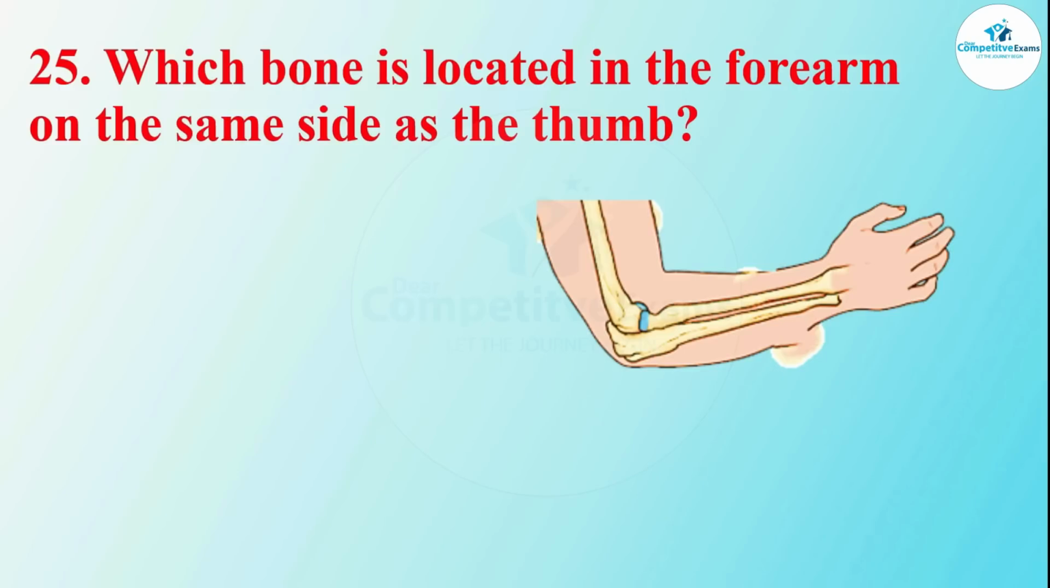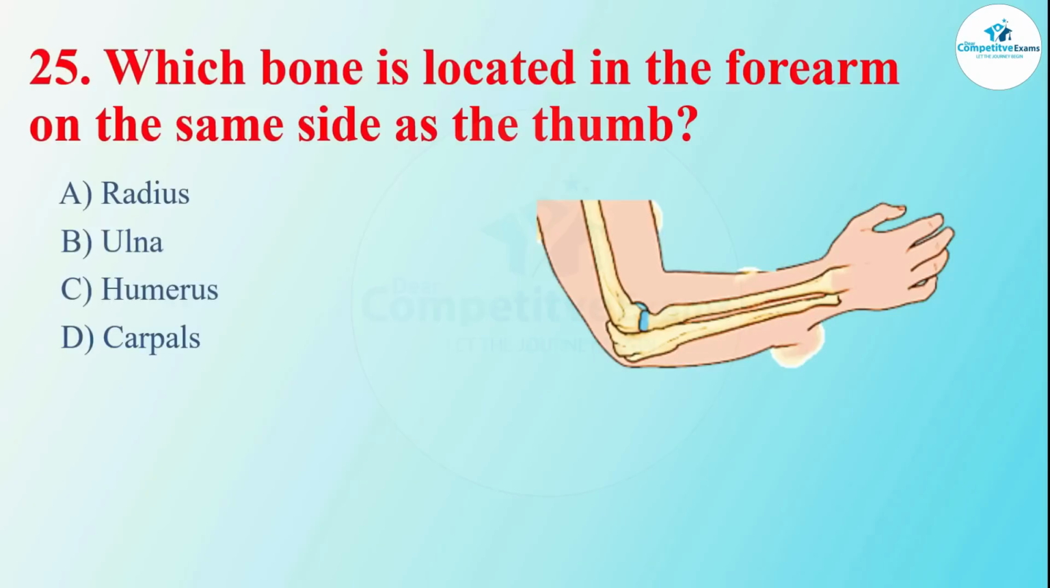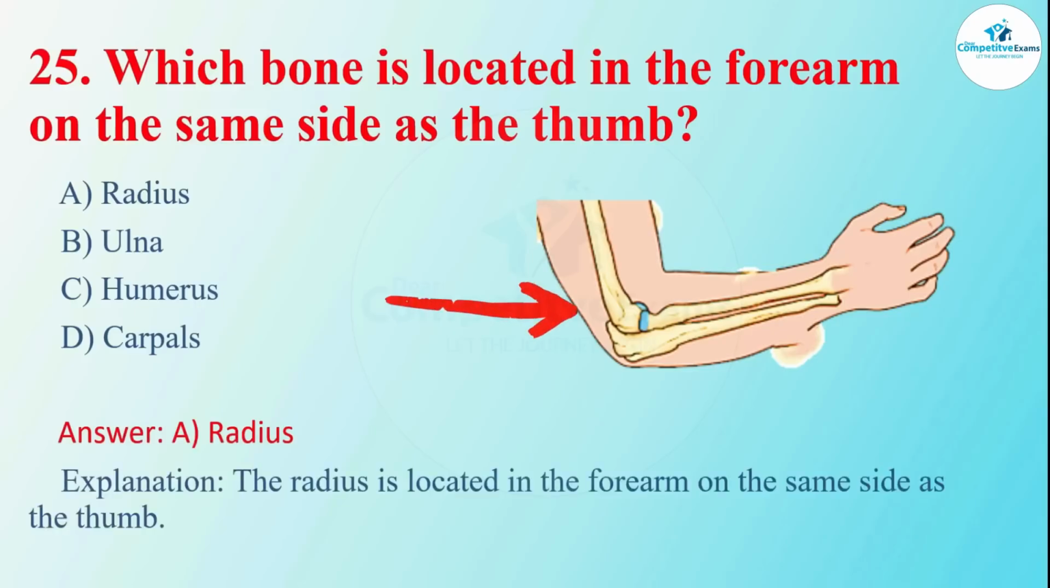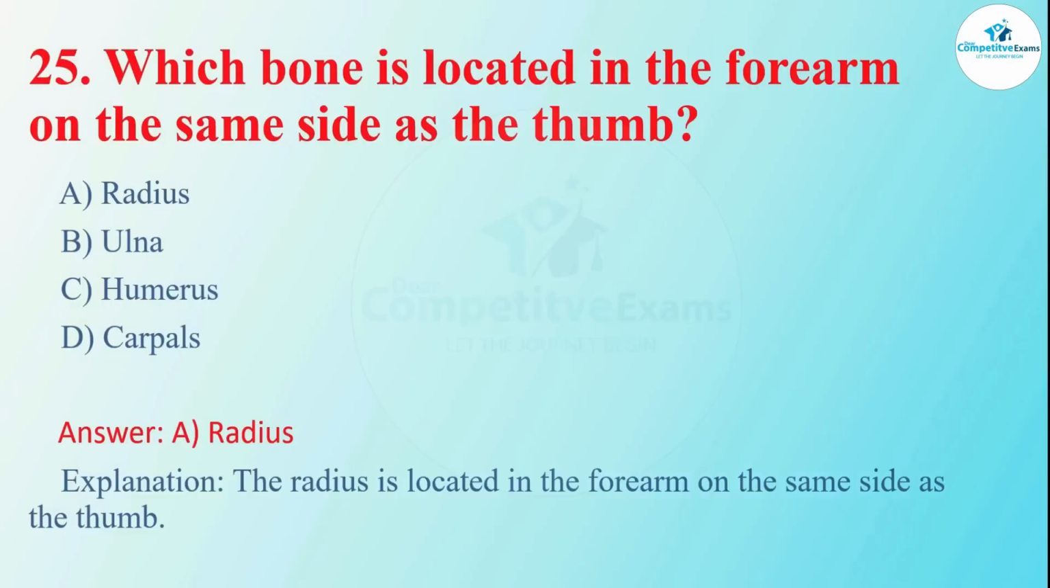Your answers are radius, ulna, humerus, capsules. Your answer is radius. The radius is located in the forearm on the same side as the thumb. Right? Let's move on to question number 26.